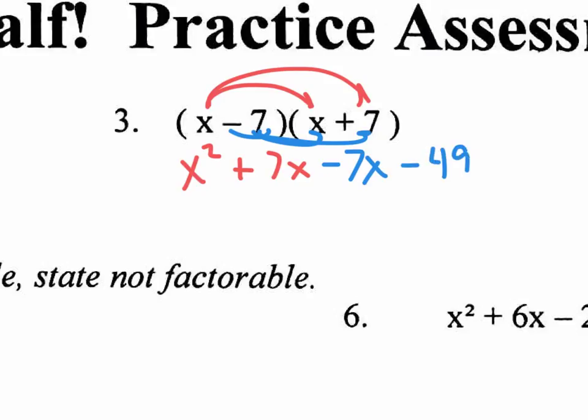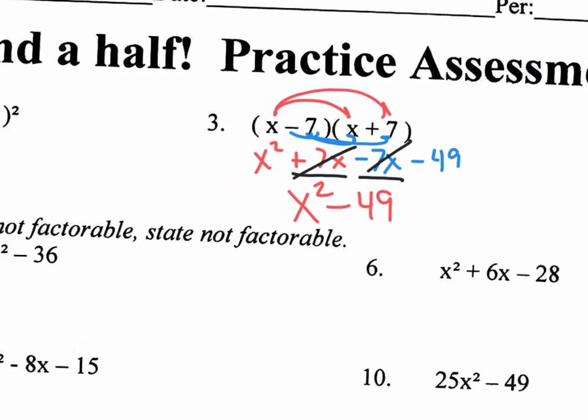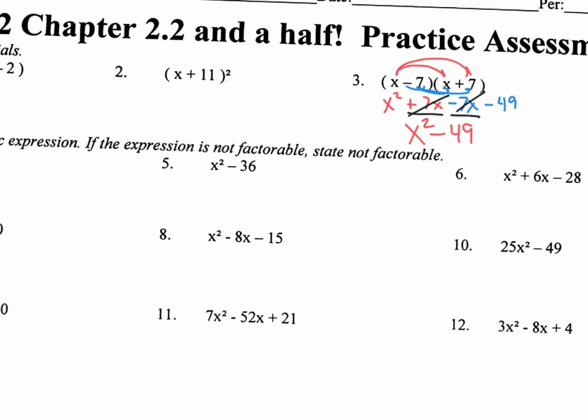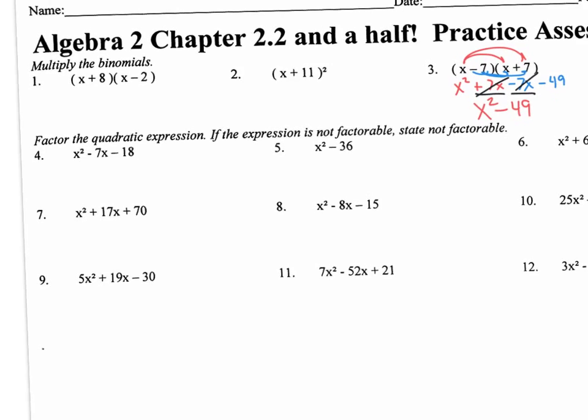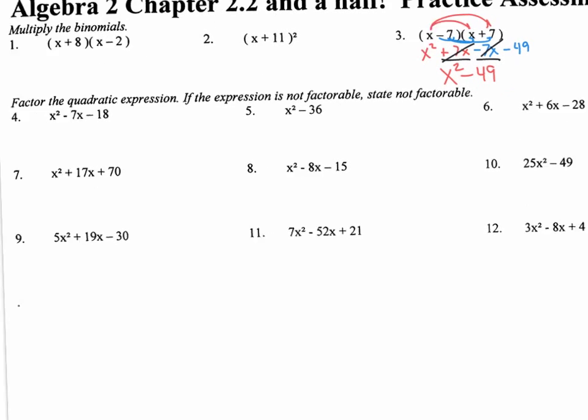And of course the middle terms can be combined, the positive 7x and the negative 7x, and since they're opposite, they cancel out. So your final answer is x squared minus 49. Boom. Let's move on to something more fun. That was too easy. Number 1, 2, and 3, those are like free points. You're welcome.